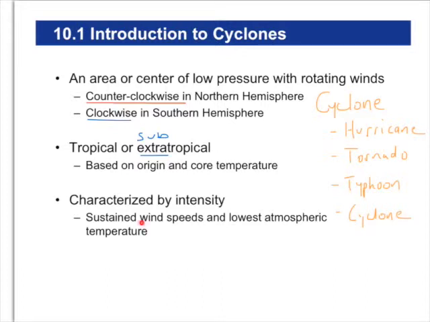All right, and so wind speeds really determine how we characterize them, how we categorize these storms. And this right here, that is a typo. That should say lowest atmospheric, not temperature, because I just got done saying that these storms are fed off of warm temperatures, right? Sustained wind speeds and lowest atmospheric pressure, it should say. Like I said before, these are centers of low pressure. And so the lower the pressure in the center, the greater the wind speeds are going to be.